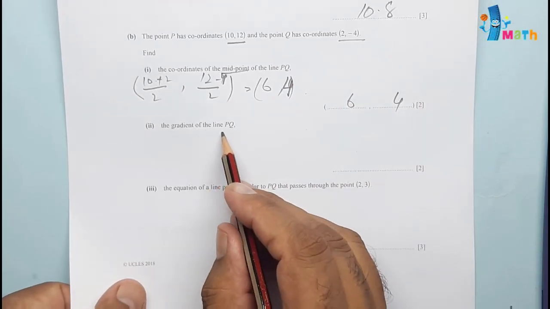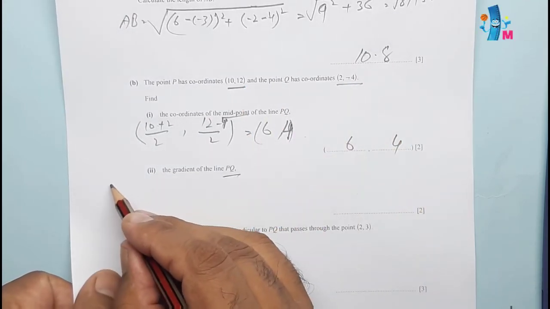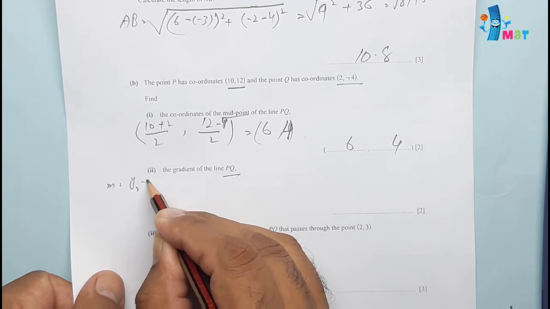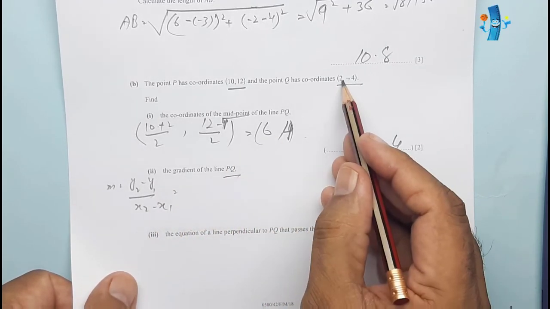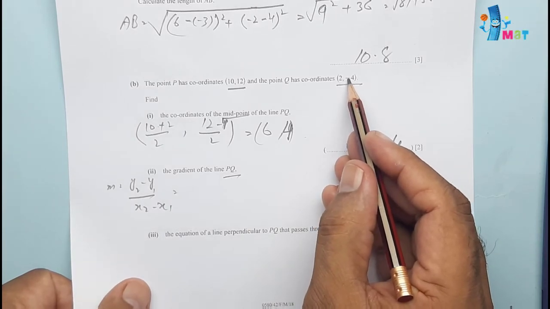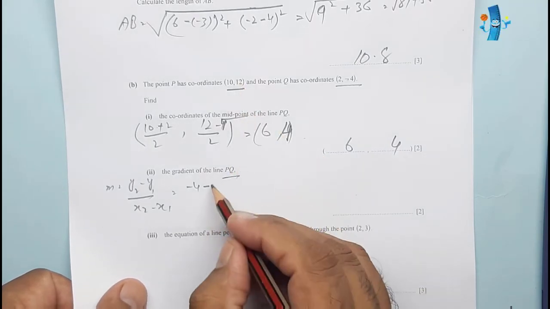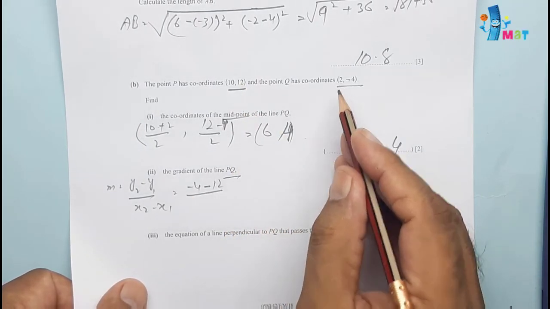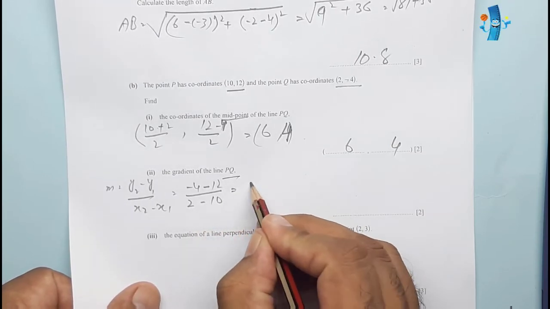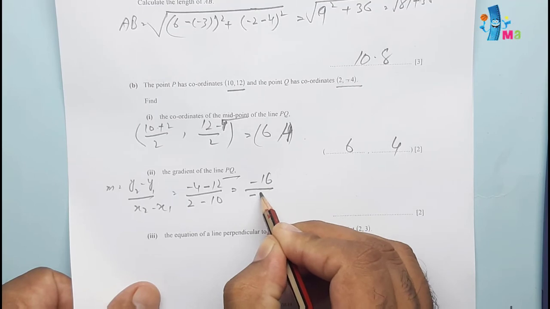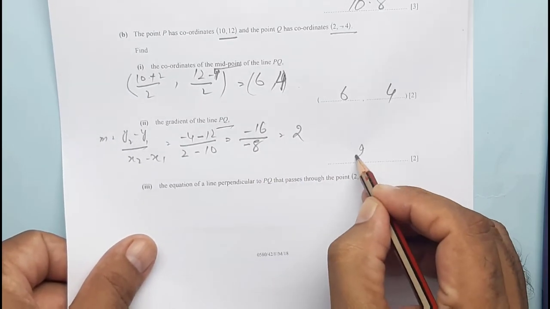Next, the gradient of the line PQ we have to find. P is this one, Q is this one, and we know the formula m is equal to y2 minus y1 over x2 minus x1. This is equal to y2, we can take minus 4, so minus 4 minus 12 divided by x2 minus x1, 2 minus 10. So this will be equal to minus 16 over minus 8. This will be equal to 2. So gradient will be 2.